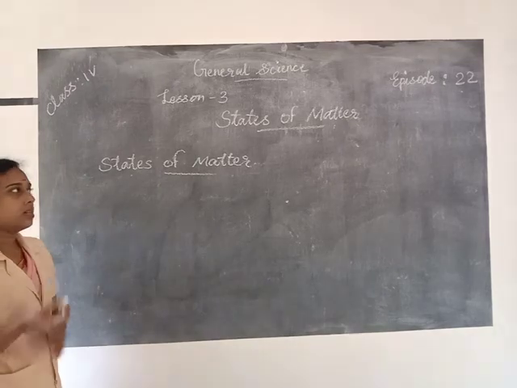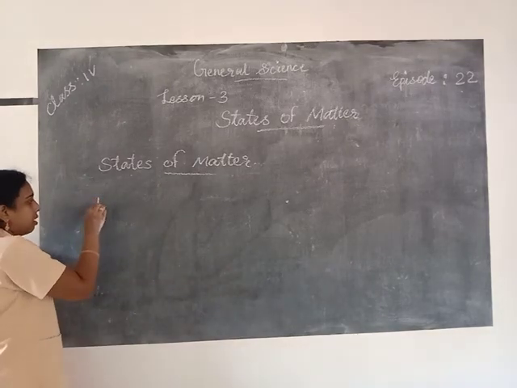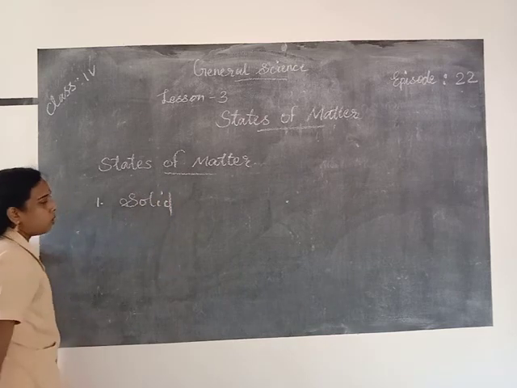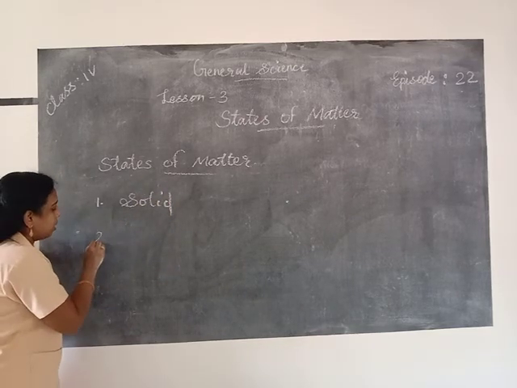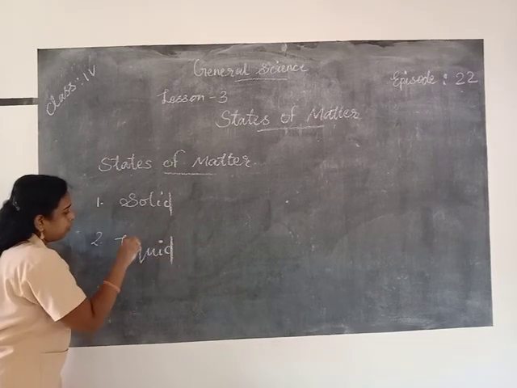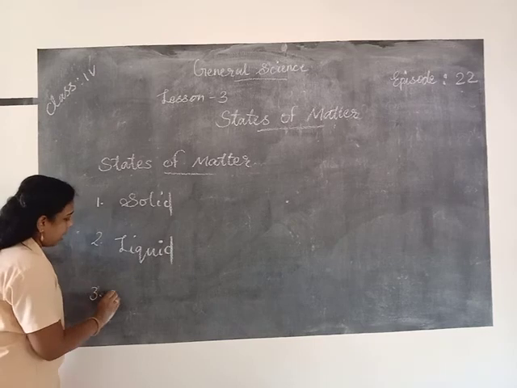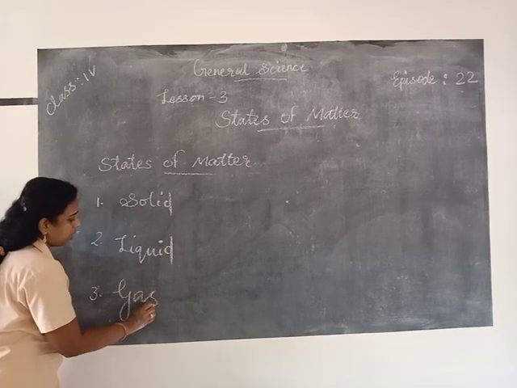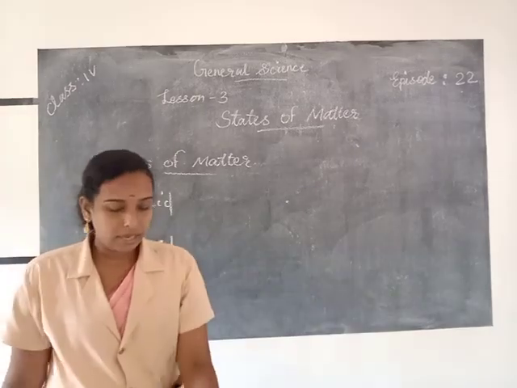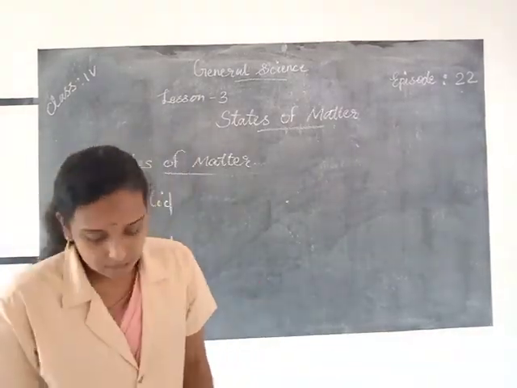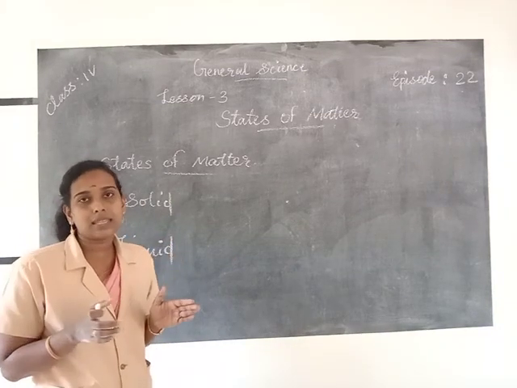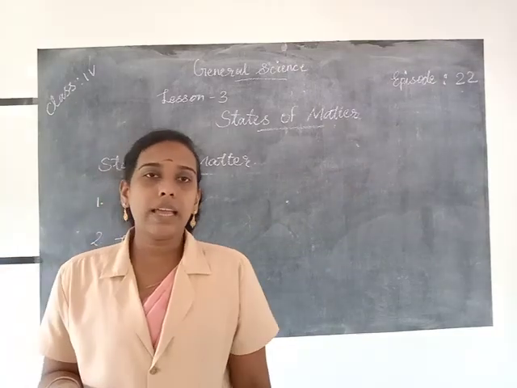States of matter. So the three states of matter are solid, S-O-L-I-D, solid, then liquid, L-I-Q-U-I-D, liquid, and gas, G-A-S. So these are the three states of matter: solid, liquid and gas. Matter exists in three states: solid, liquid and gas.